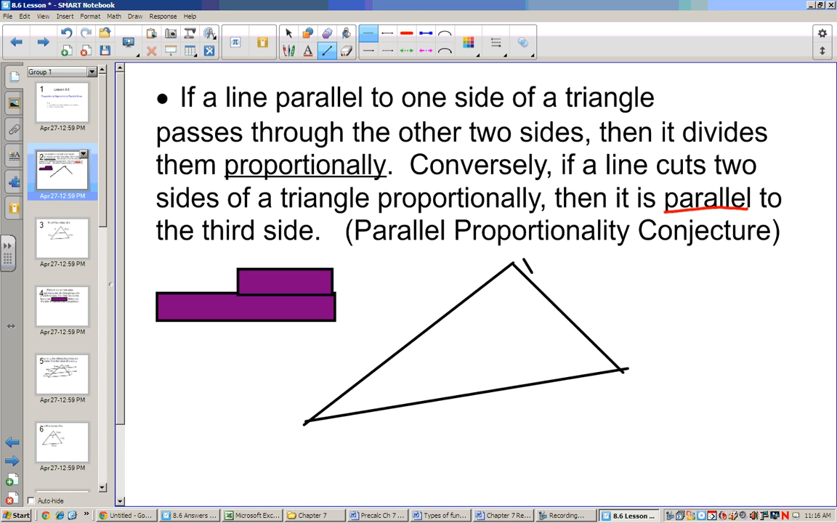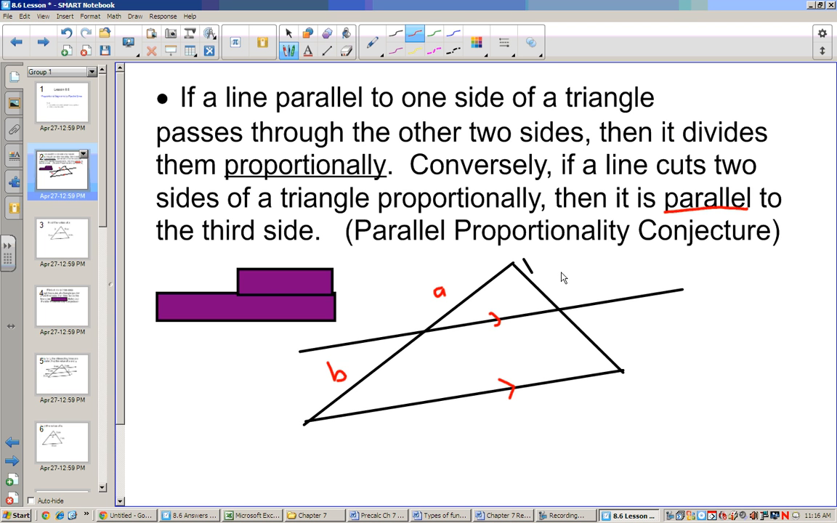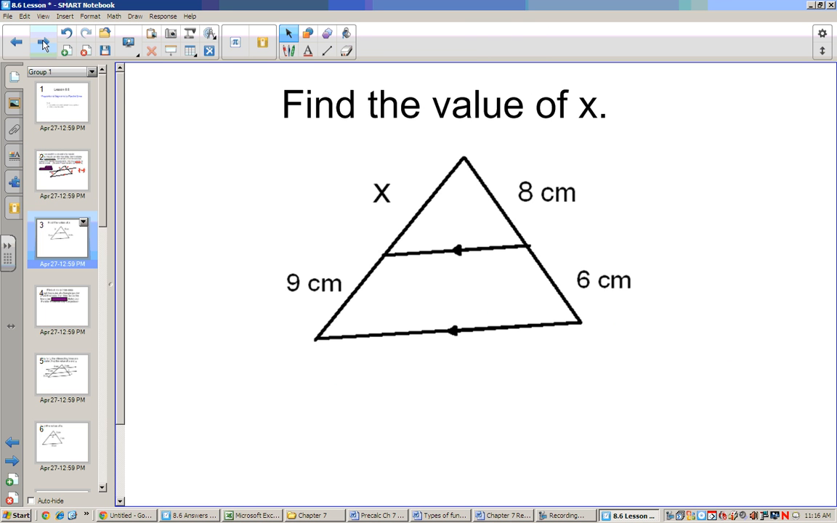So if I have a triangle, and a line parallel to one side, so let's have this line parallel to this third side. If these are parallel, then it divides these sides proportionally. So that means that A, B, C, and D, A over B will equal C over D. All right, now let's see what that does.